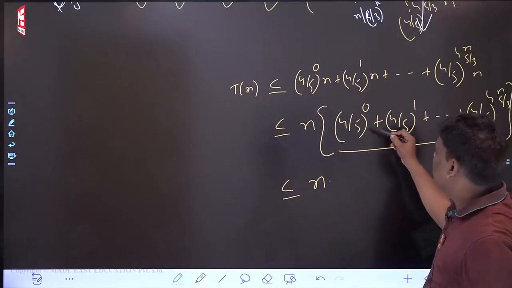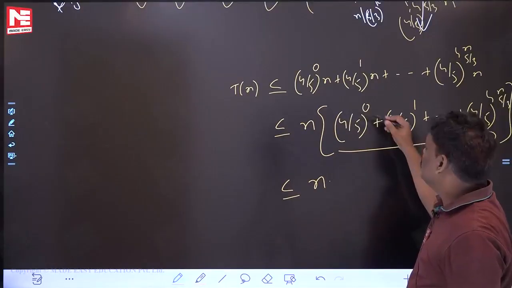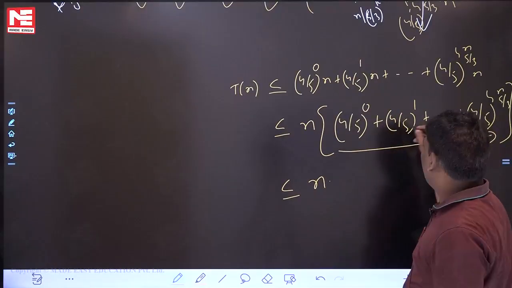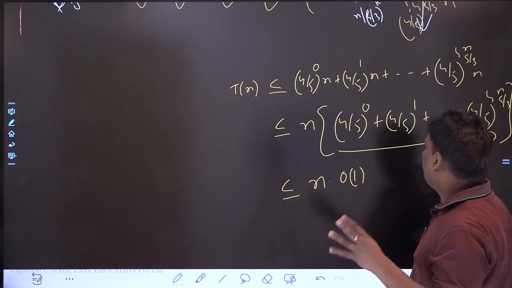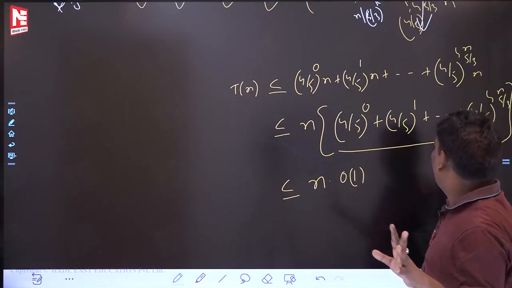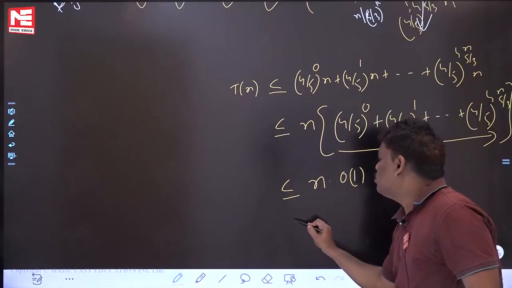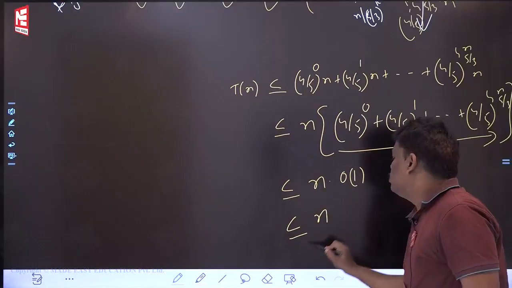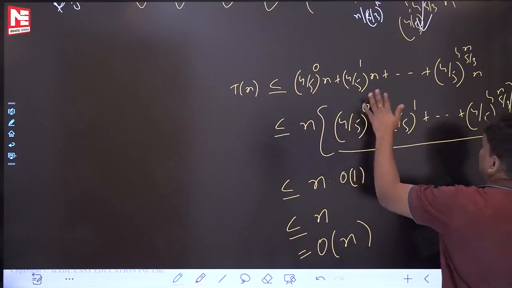In the GP series, is the R value less than 1 or more than 1? R value is 4/5, it is less than 1. A GP series where R value is less than 1, if you add all of them, you will get some constant. Some constant, that may be 4, that may be 3, whatever it may be. If you add all of them, if you want, you can verify. Some constant you will get. Finally, it will go to less than or equal to n, which will go to big O of n. Right? Tn is big O of n.